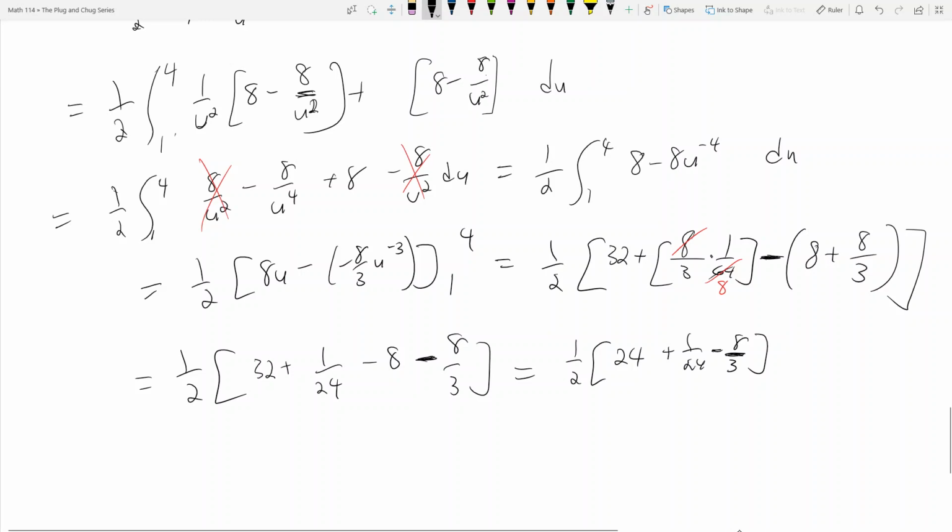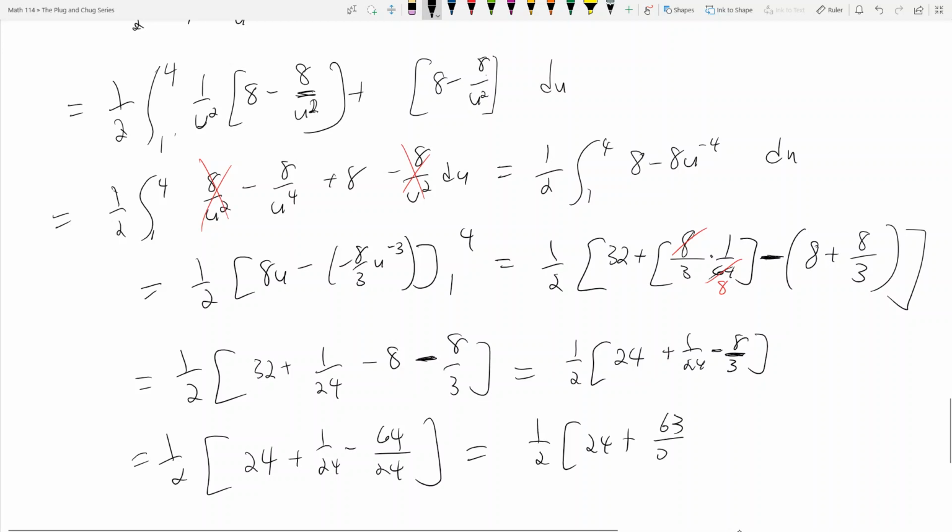So now this becomes 1/2. Bear with me. 24 plus 1 over 24. Let's just do the fraction guys first. So this becomes plus 1 over 24 minus 64 over 24, right, which is now 1/2. 24 plus 63 over 24, which is 1/2.